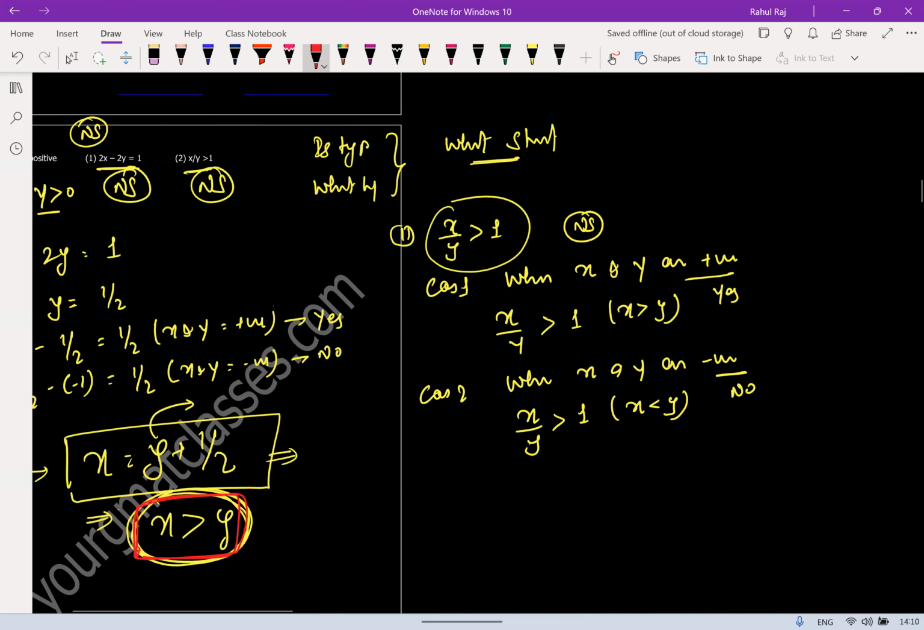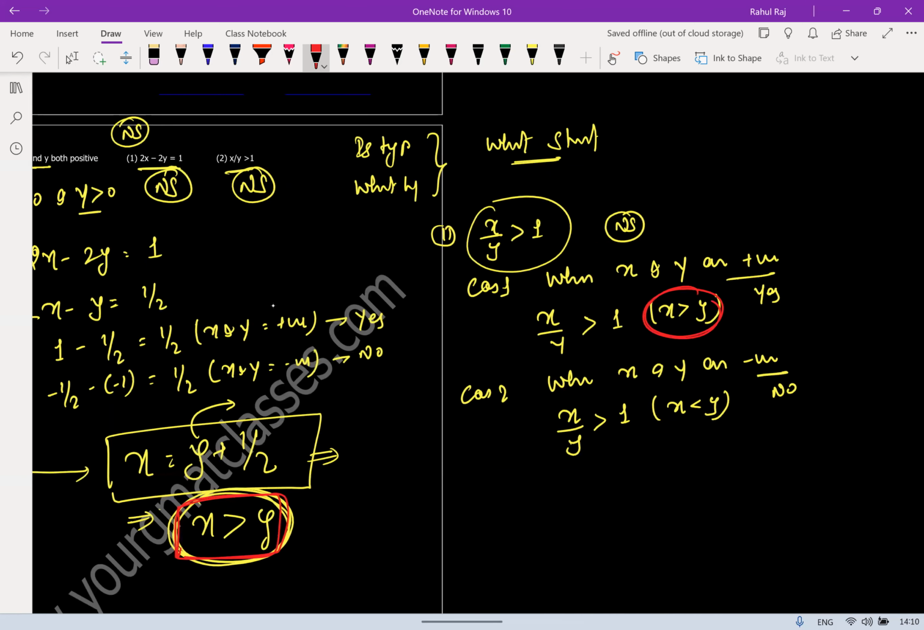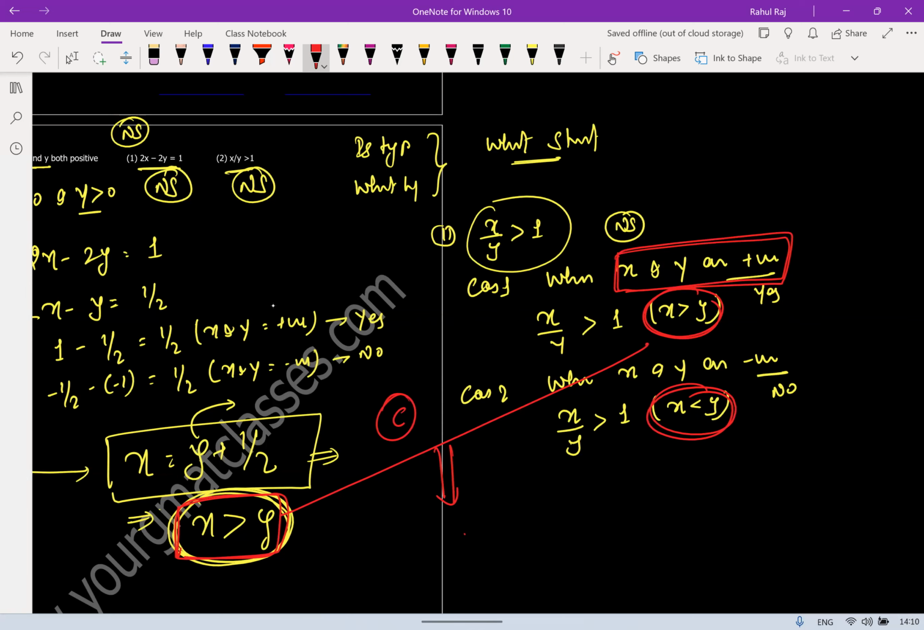From statement number 2, you get x greater than y also, x less than y also. If I have to normally combine, I can say x greater than y common term out, and for x greater than y, x and y are positive. You don't have to touch your pen and paper to combine this. So you can mark answer C.